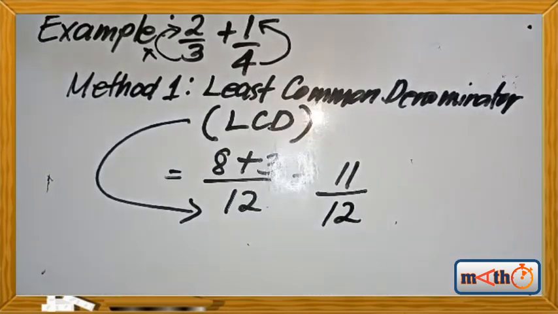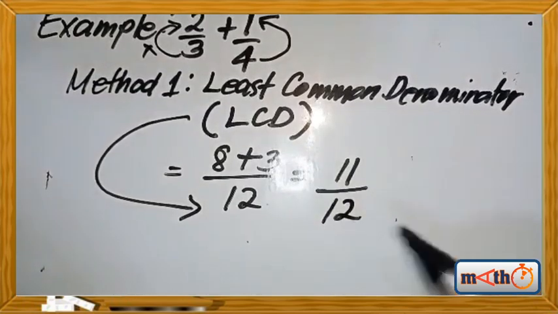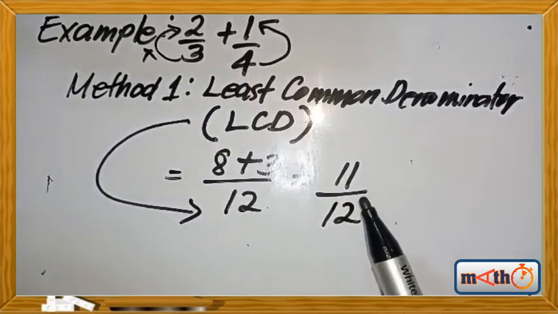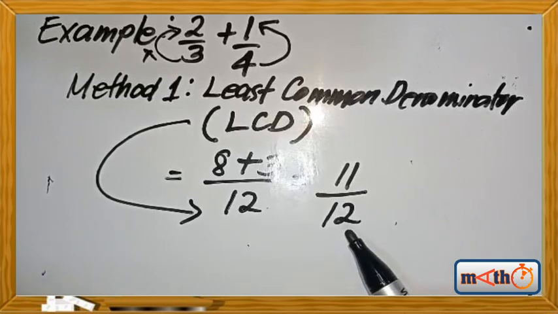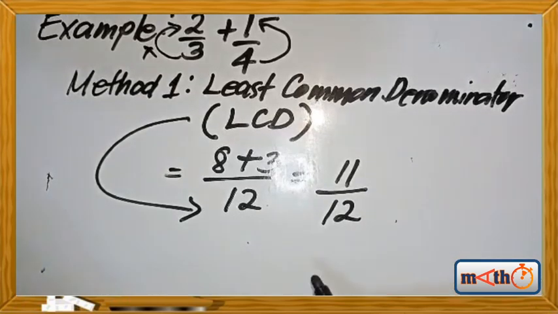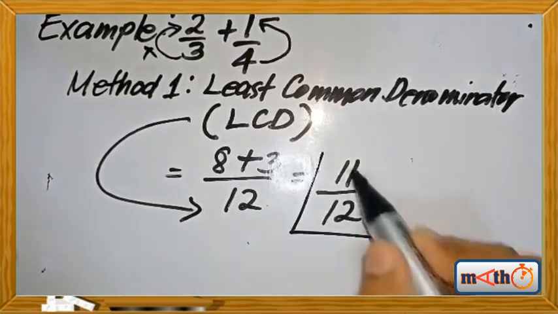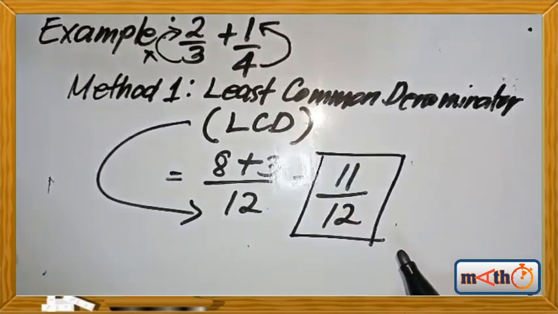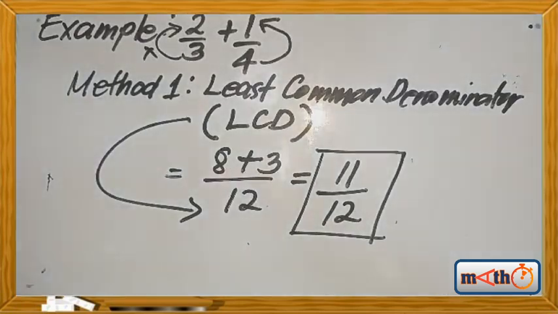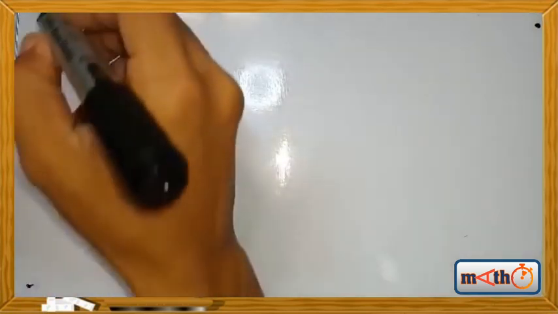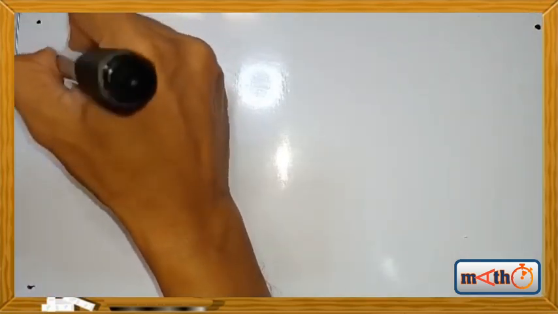Okay? Now, see if there is any common factor between 11 and 12. So since we don't have any common factor between 11 and 12, therefore 11 over 12 is our final answer. Alright, so let us continue, and this time we're going to use method number 2.